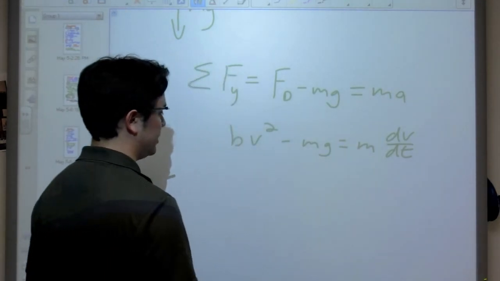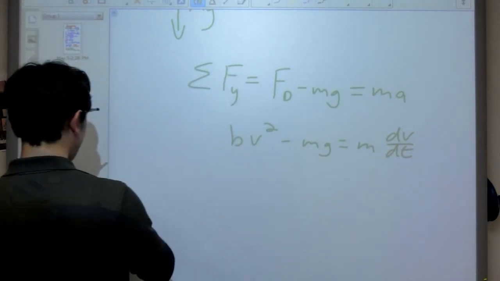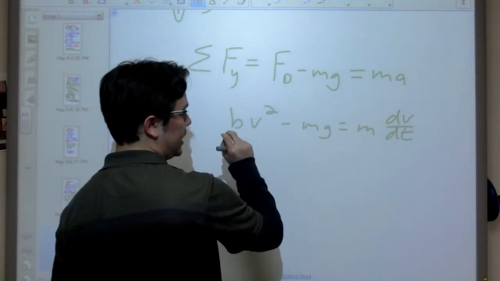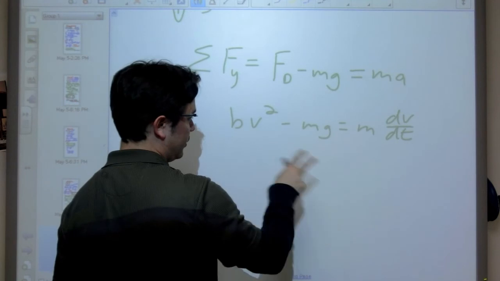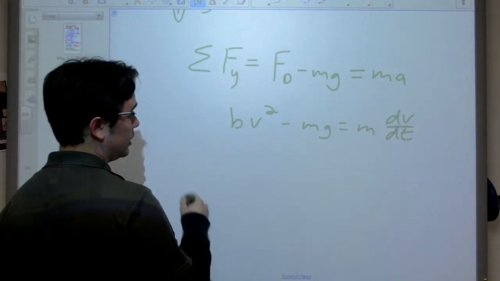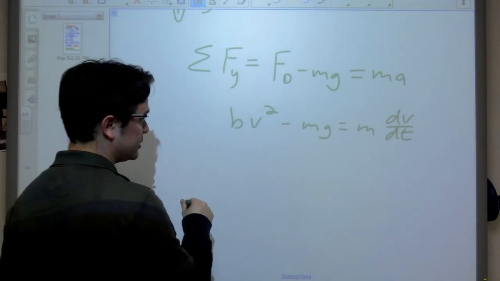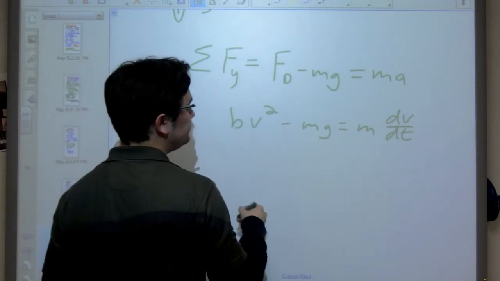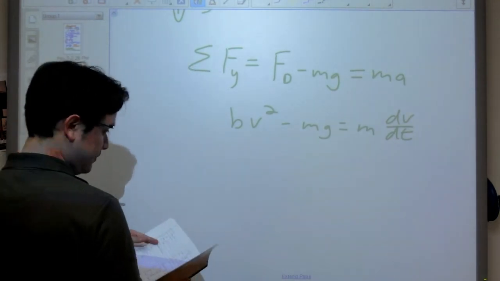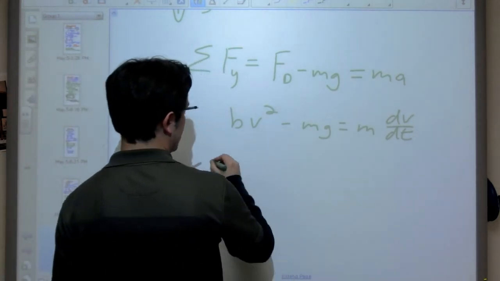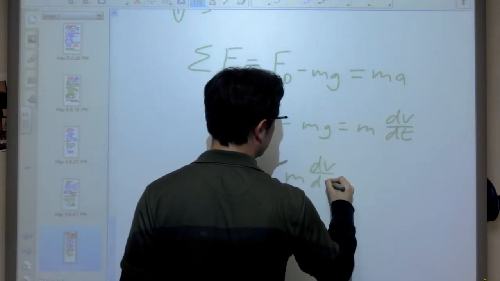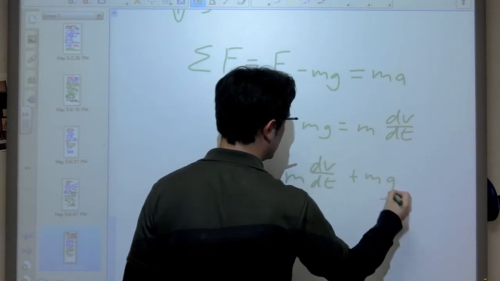We've seen that this becomes a bit of a mess, at least in the form that I've got here. If you have to solve it, you want to try and get your v and your dv on one side and everything else to the best of your ability over on the other. Let's see. So I can have bv squared equals m dv dt plus mg.